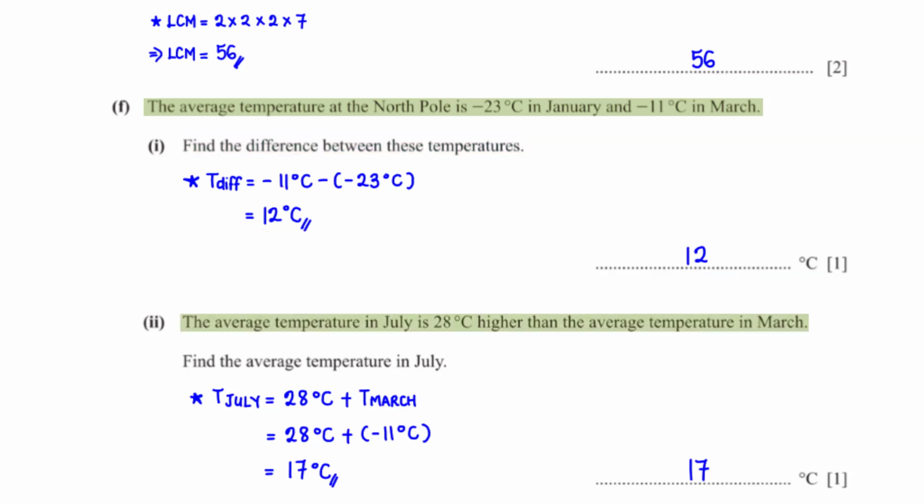The average temperature in July is 28 degrees Celsius higher than the average temperature in March. Find the average temperature in July. We are told the average temperature in July is 28 degrees Celsius higher than the average temperature in March, which simply means the average temperature in July is equal to 28 degrees Celsius plus the average temperature in March, which is negative 11 degrees Celsius. This gives us 17 degrees Celsius.